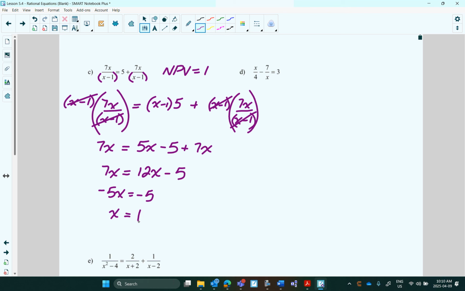Yes? Does anybody want to add to that? No solution. Because it's an NPV. No solution. So that's what you got to watch out for. With rational equations, you always have to check your solutions against the NPVs. Let's do a couple more on this page.